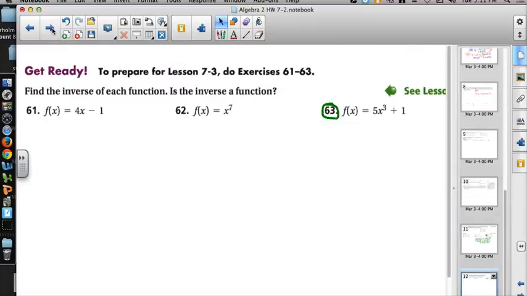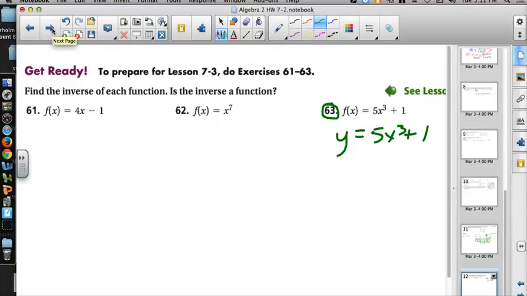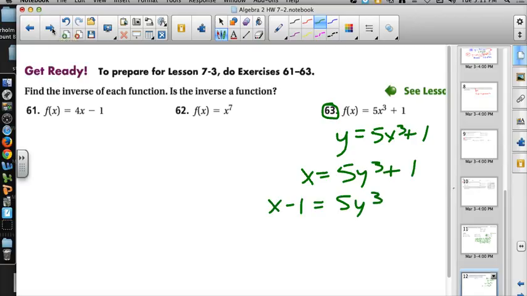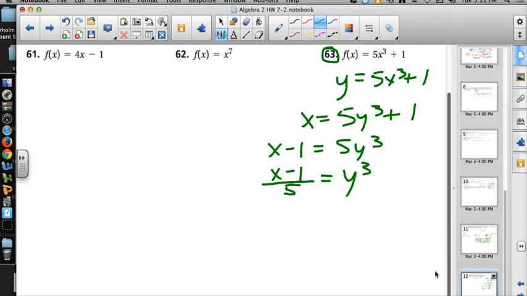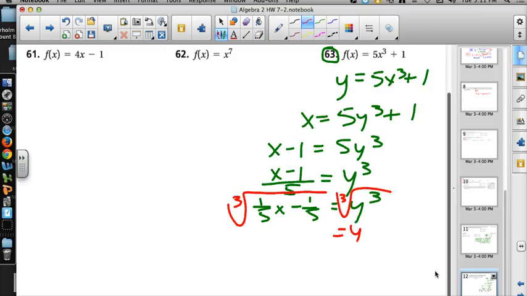Then number 63 says find the inverse and is the inverse a function. Again, make f of x y. Switch the x and the y, and then solve for y. So we'd subtract 1 from both sides. Then we would divide by 5, and probably clean that up a little bit. And what I mean by that is write it as 1/5 x minus 1/5. And then take the cube root of both sides. And cube root does not require that plus or minus piece.